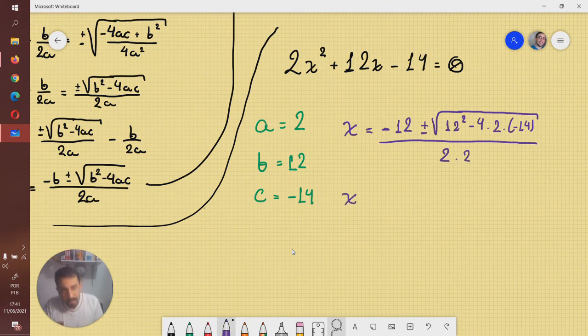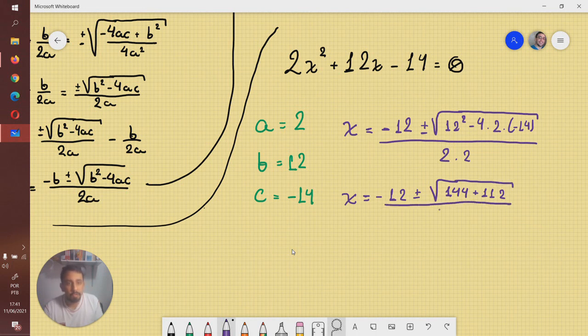Let's simplify whatever we can. Negative 12 will be kept the way it is, but inside the square root, we can put some simplifications already, following BEDMAS as always. So 12 squared is 144. And if you solve that multiplication, negative 4 times 2 times negative 14, sorry, you're going to have 112. And in the bottom, you're going to be dividing by 4. 2 times 2 is 4.